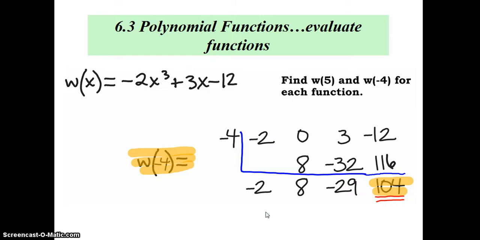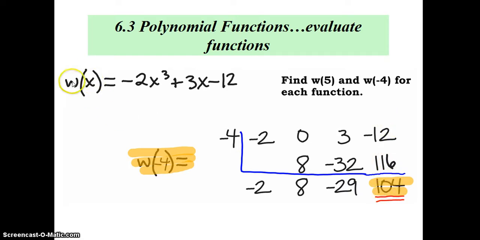Or we could do our synthetic division. So this is where I'm evaluating w of -4. So if I take my coefficients, and of course we're missing the x to the 2nd term, so I do have this 0. So if I place my coefficients into my synthetic division setup, and I want to evaluate at -4, so this takes the spot of where I would place my solution, and I go through the motions of doing my synthetic division, so dropping down the -2, multiplying -4 and -2, I get 8, adding, I get 8, -4 times 8, I get -32, and adding, getting -29, multiplying those two, -29, -4, getting 116, and adding these two, I get 104.